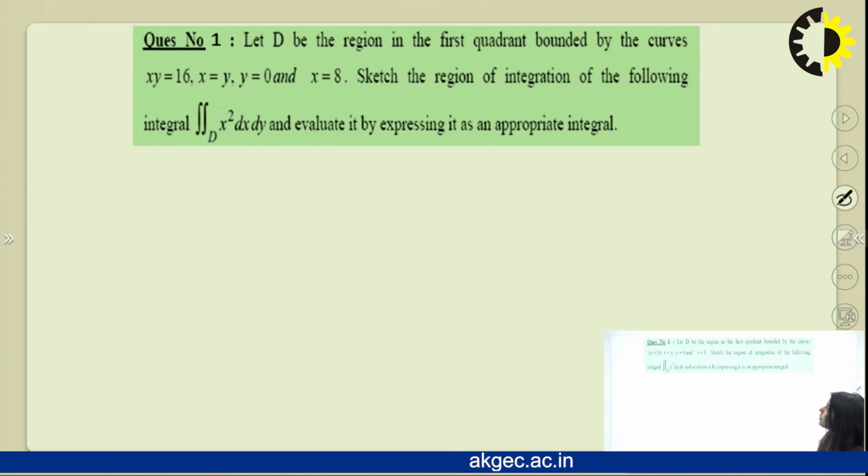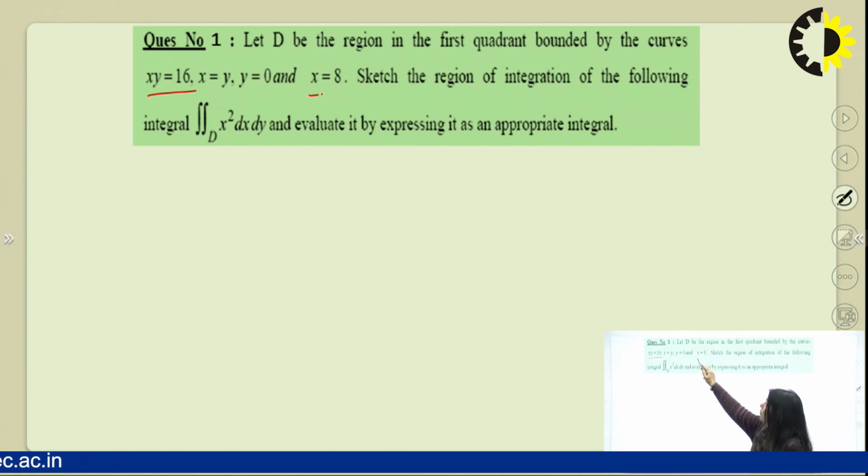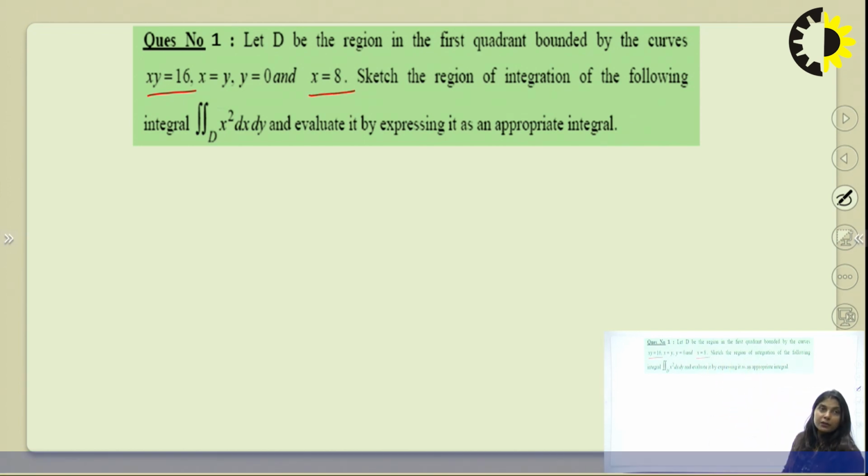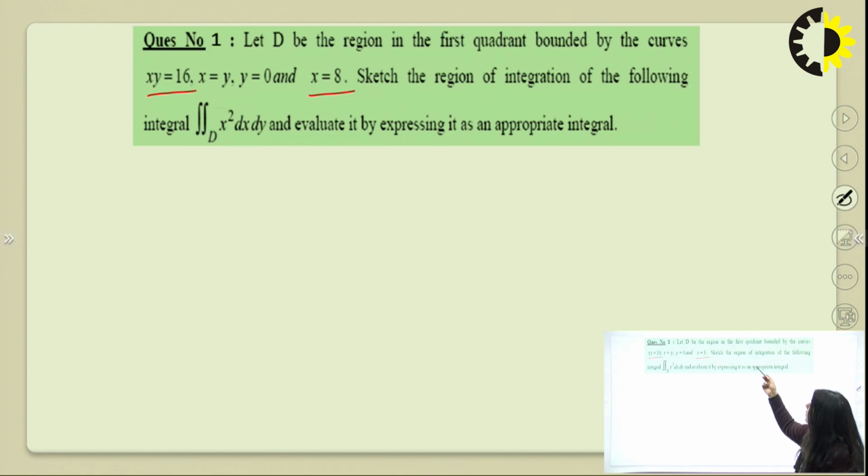Now the next question: let D be the region in the first quadrant bounded by the curves x y is equal to 16, x is equal to y, this is a line, y is equal to 0, this is the x axis, x is equal to 8, this is the line parallel to the y axis. Now sketch the region of integration of the following integral. So we have to evaluate this integration over the bounded region D. So firstly we will draw the bounded region.